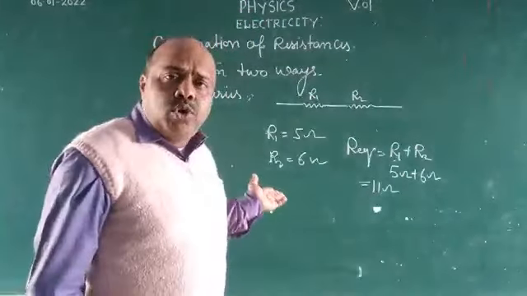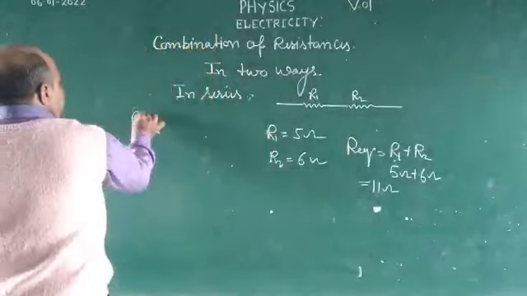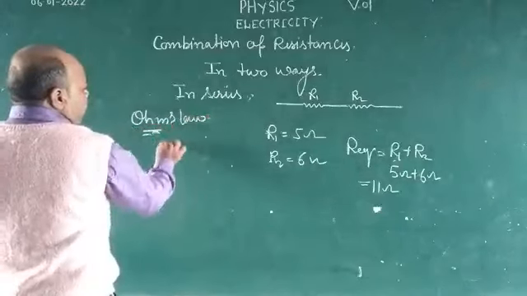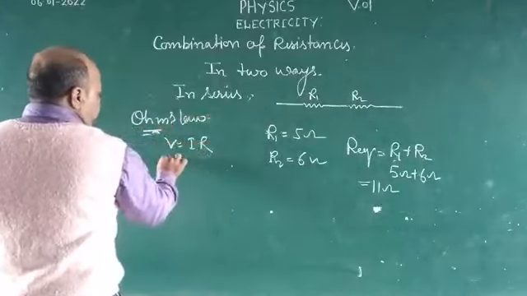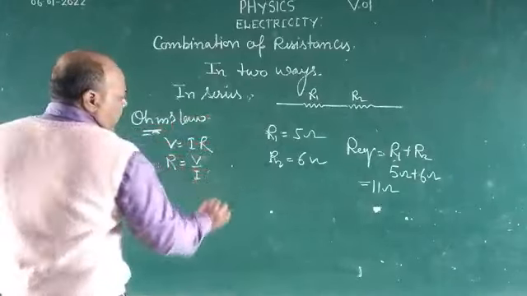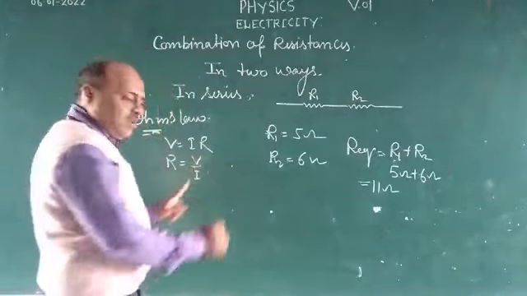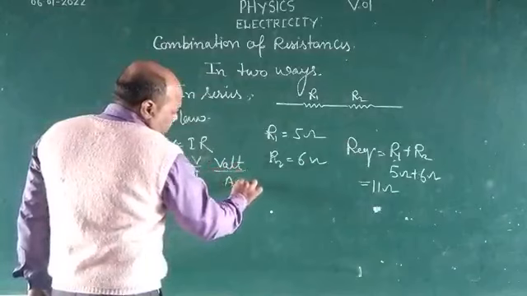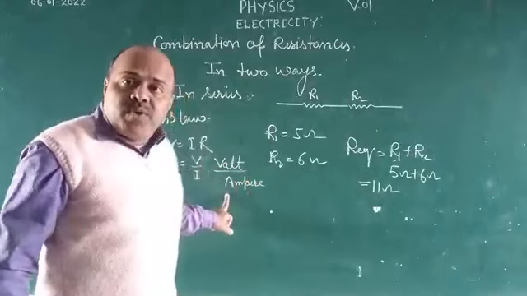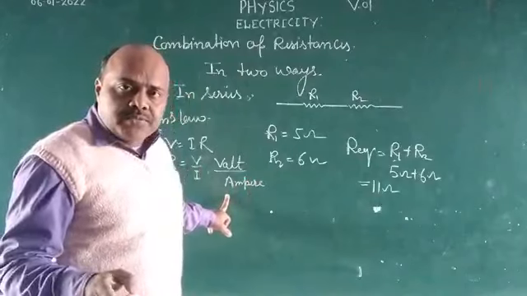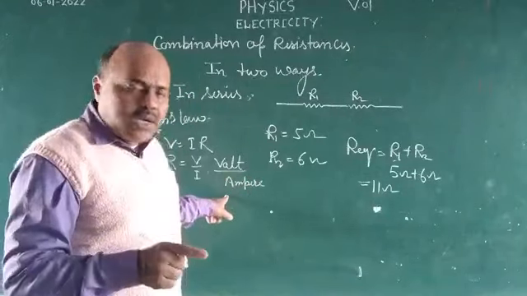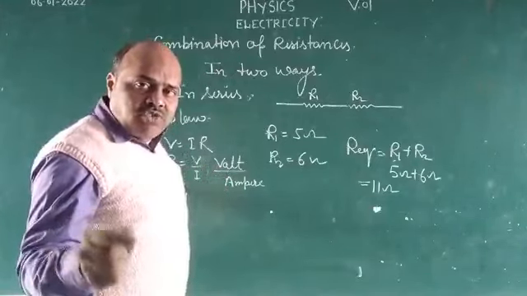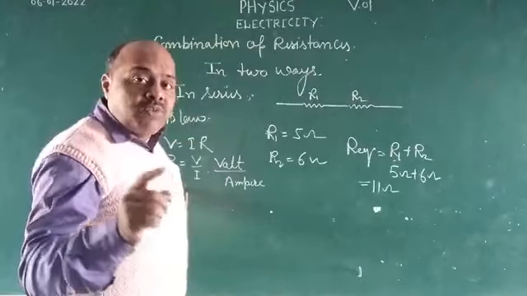Dear student, I told you in Ohm's law, V is equal to IR. From there, R is equal to V upon I. The unit of potential is the volt, and the unit of current is the ampere. Ampere is the SI unit of electric current, and volt is the SI unit of electric potential. Here we get the ratio of potential and current, which defines the resistance. Resistance is the electrical property of a conductor which opposes the flow of charge.